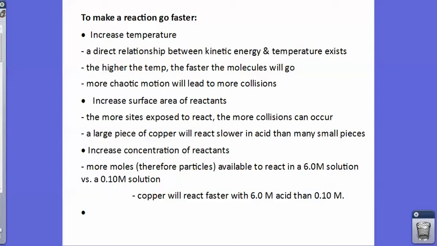And then the last thing we can do is increase the concentration. The more moles, meaning the more particles available to react, the faster the reaction takes place. If we had a 6 molar solution versus a 0.1 molar solution of an acid, the 6 molar solution is going to react much more quickly. This is why when we do labs involving acids, we use the lower concentrations, because we want to make sure that if it reacts with your skin, it's going to react slowly so you can wash it off in time.